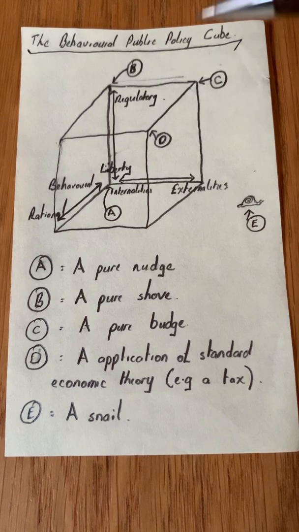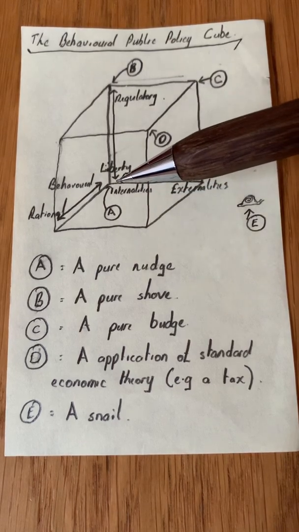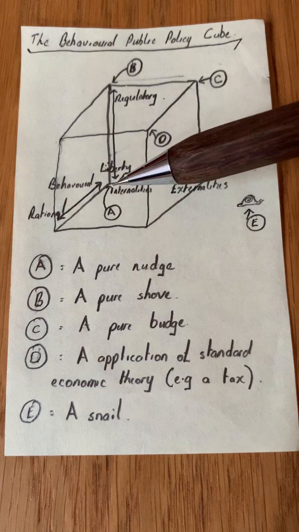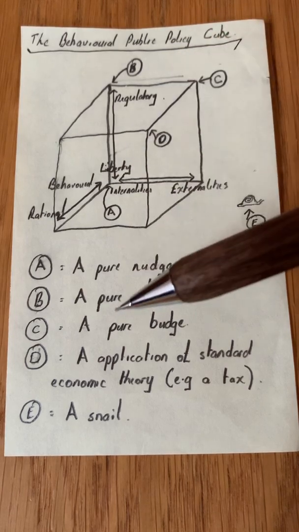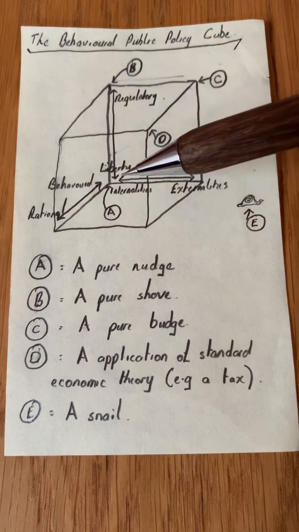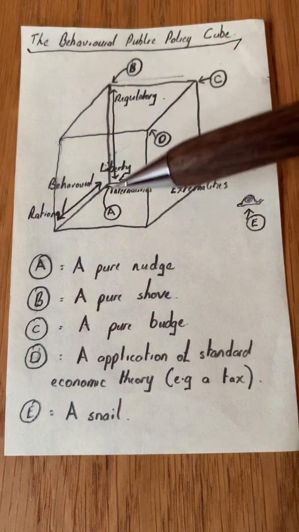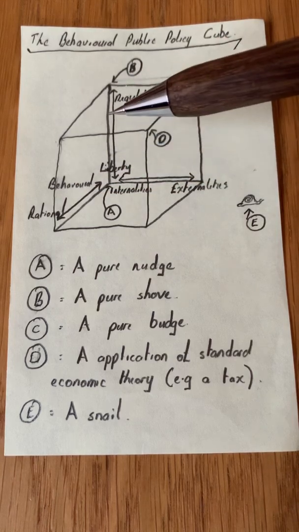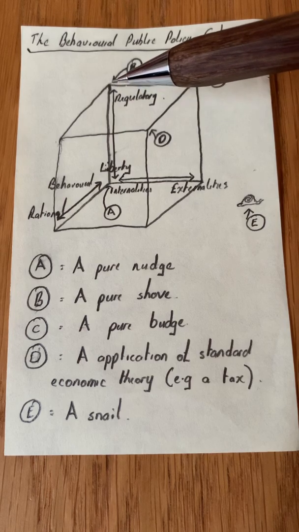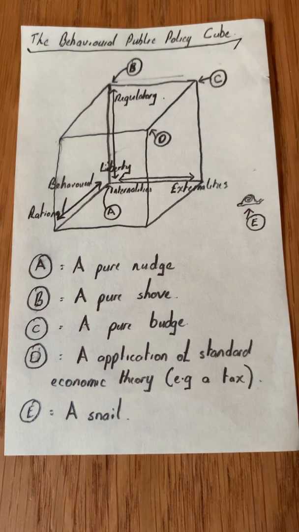So if you accept this construction, then you can see that nudges cluster around this point here, A: liberty preserving, focused upon internalities and behaviourally informed. Up here, B, that would be a pure budge. Still focused upon internalities, still behaviourally informed but highly regulatory. It moves away from liberty preserving to regulatory on the vertical axis.